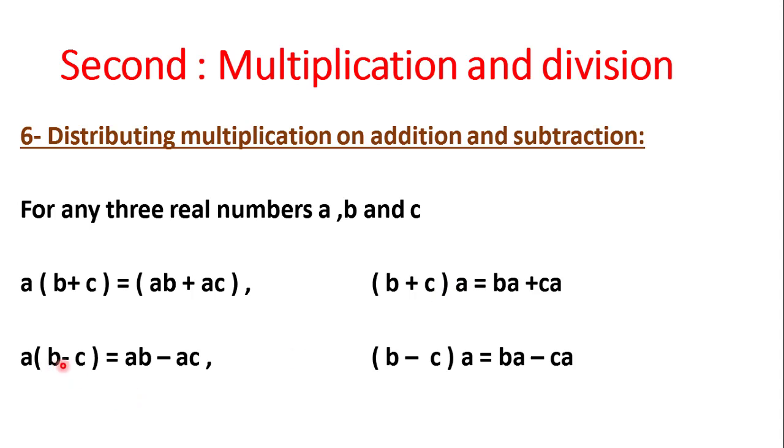Also in subtraction, we can distribute multiplication on subtraction, like here a times b minus c, it will be a times b minus a times c. And by the same way, b minus c times a is ba minus ca.